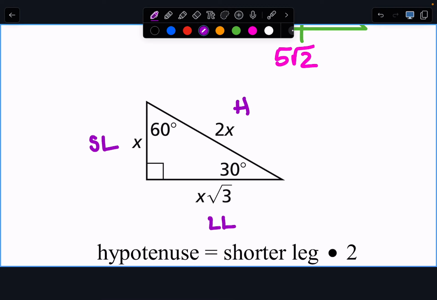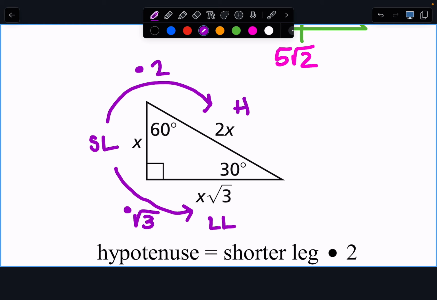Okay? So, if we have the short leg, then to get to the hypotenuse, we are going to multiply by 2. Not square root of 2, 2. Okay? What about if we have the hypotenuse? How do we get to the short leg? You divide by 2. We would divide by 2. Okay? Now, if we have the short leg, to get to the long leg, we must multiply by square root of 3.